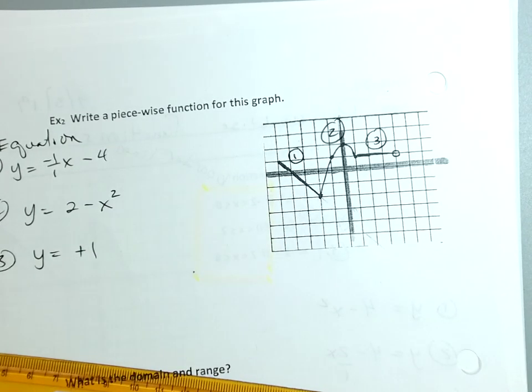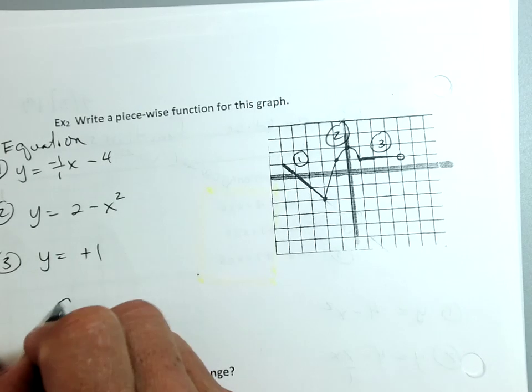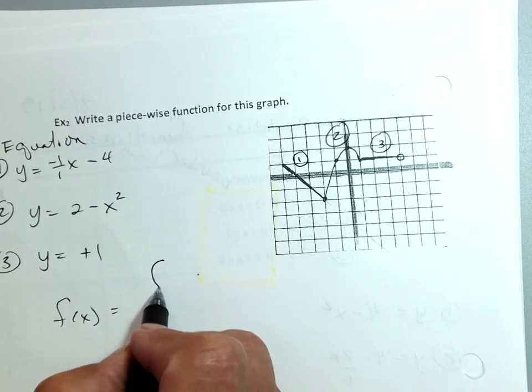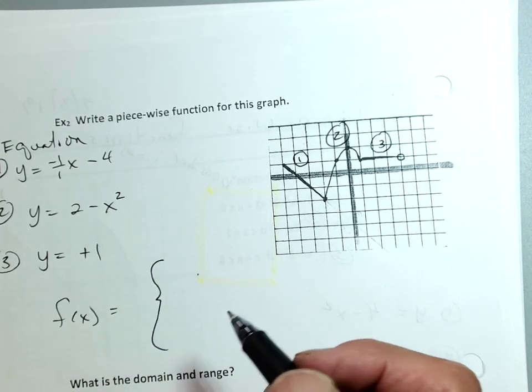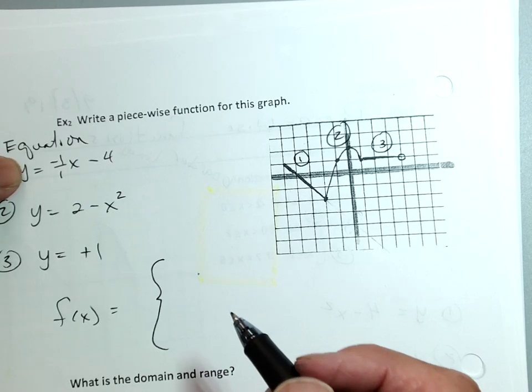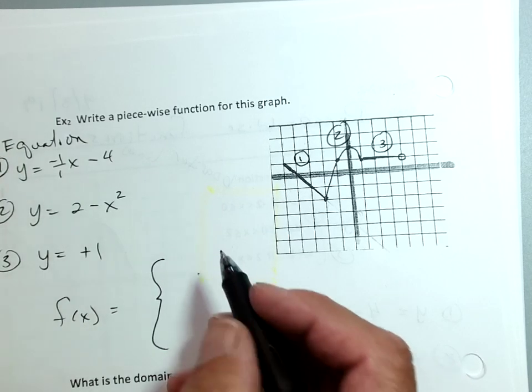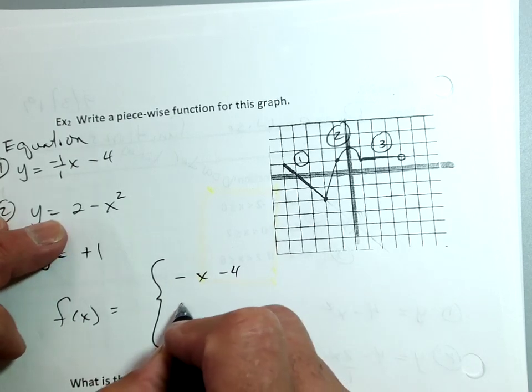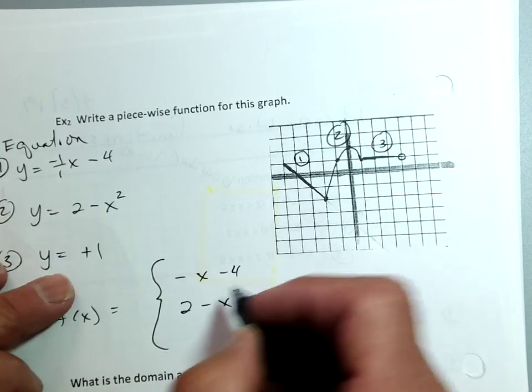So now, this is f of x, because f of x and y are the same thing, right? F of x equals all of this. So instead of writing y, we don't have to write y, we can just write f of x, okay? How about a negative x minus 4? How about a 2 minus x squared? And how about a 1?